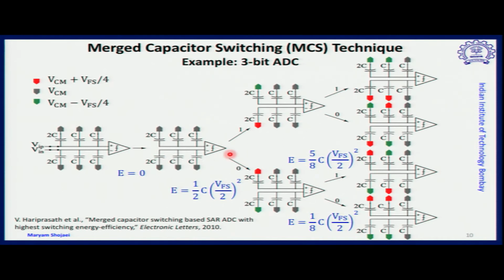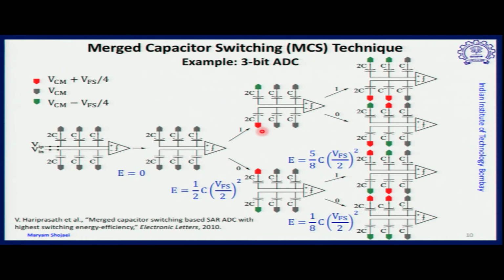So now again a decision is made, V in P will be compared with V in N. If V in P is more than V in N, that means we have to reduce the voltage at the V in P side and increase it at the V in N side.